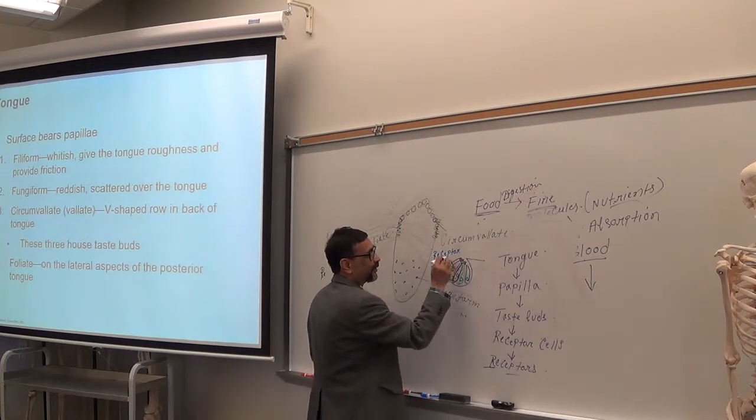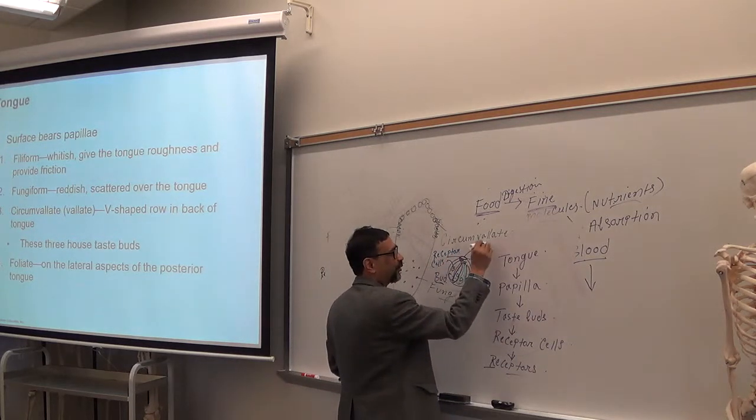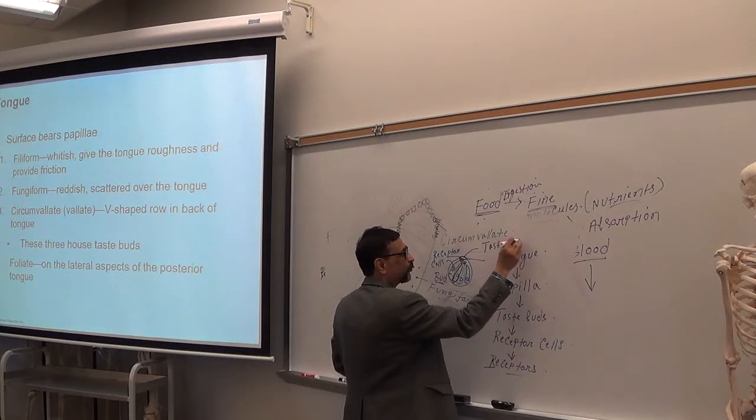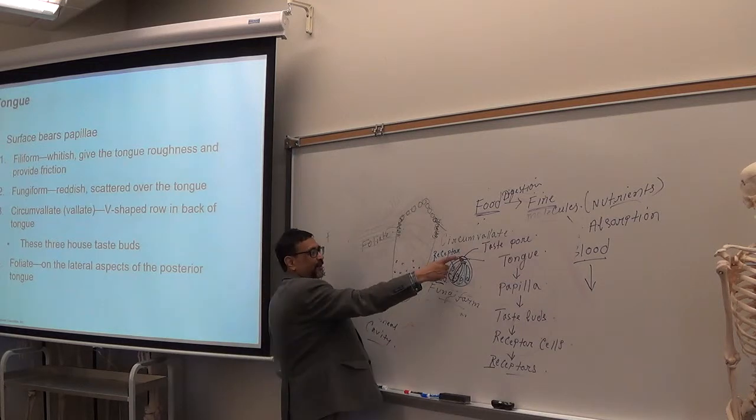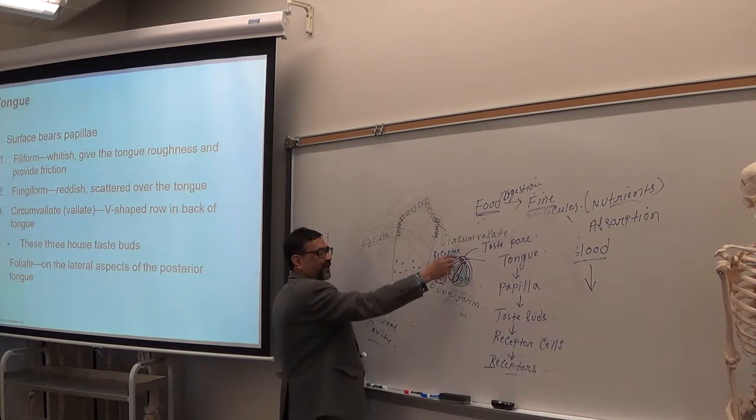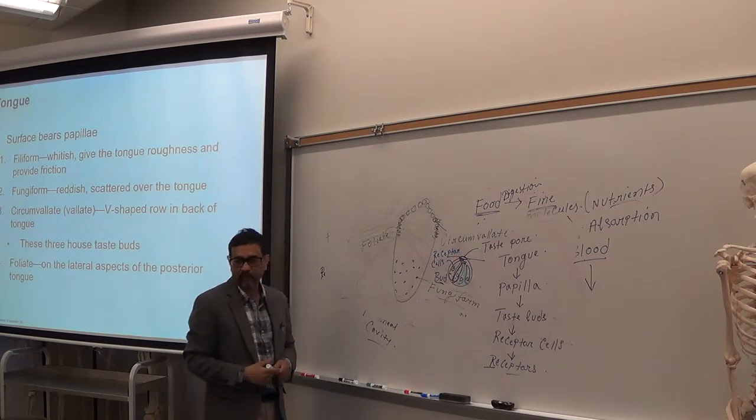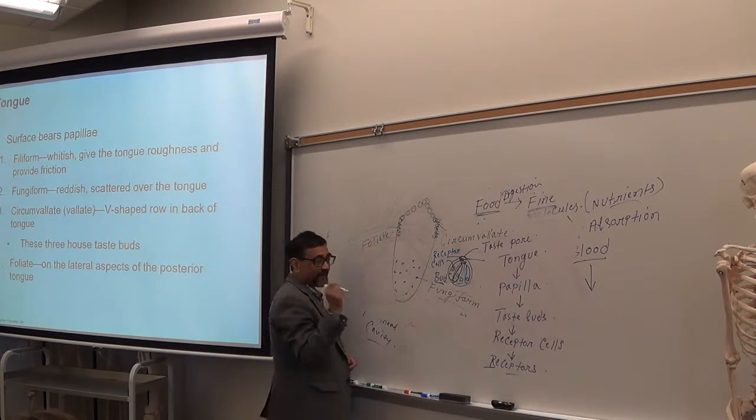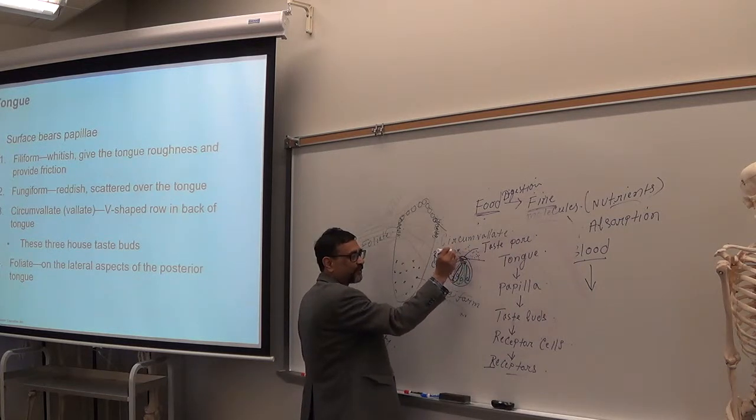This is the top part of the taste bud. Here you have an opening that is called a pore. This is the taste bud, and at the top of the taste bud you have an opening that is called the pore. And now you see what happens. This is the surface of the tongue.